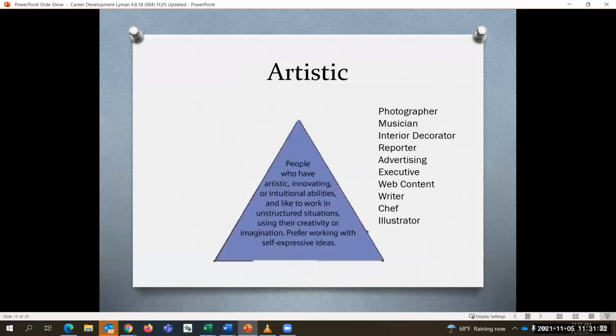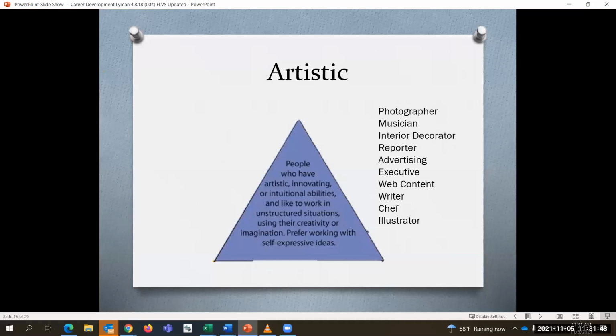Good question. And artistic: people who have artistic, innovating, or intuitional abilities and like to work in unstructured situations using their creativity or imagination, prefer working with self-expressive ideas. So this one is good, like the one I was telling you about my friend. Very artistic. So she could use the theater side of herself and also put it with the business.